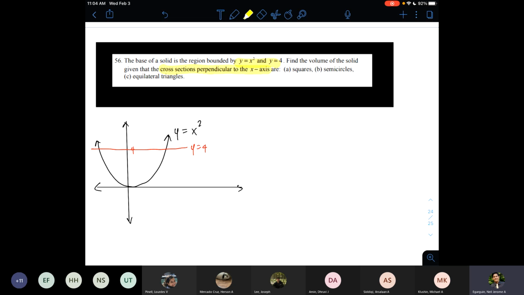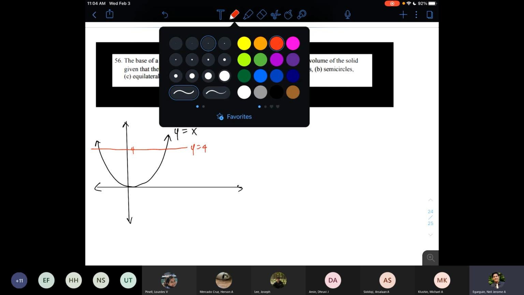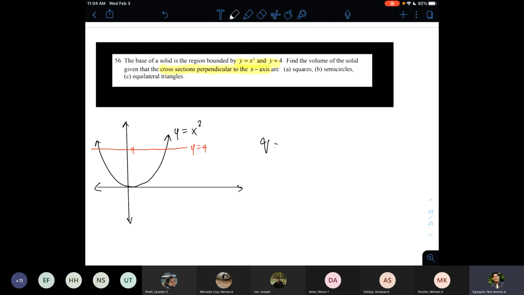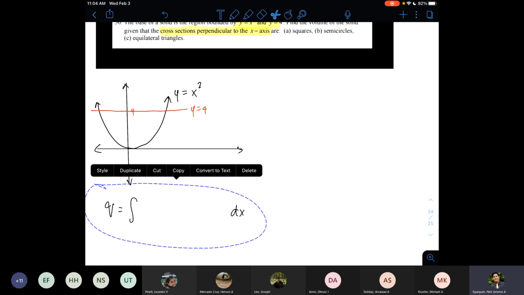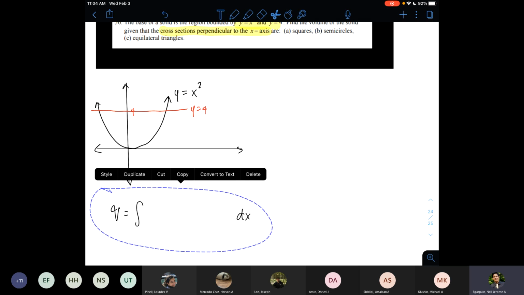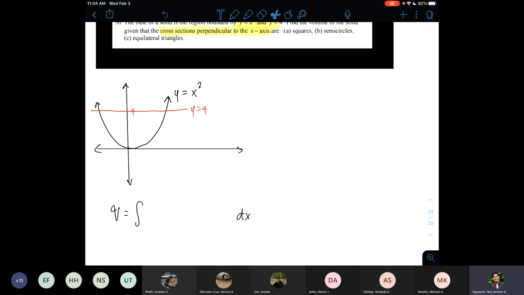So whenever your cross sections are perpendicular to the x-axis, then the variable that you will use in the integral will be the variable x, right? Again, if your cross sections are perpendicular to the x-axis, use dx. If it's perpendicular to the y-axis, then use dy, all right? Since the variable here is x, we need to bound x. What would be the bounds for x?